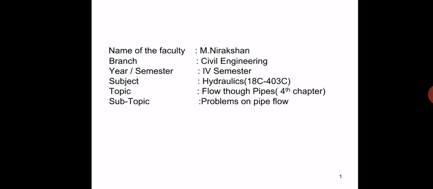In the previous class, we discussed energy losses in pipes: major losses and minor losses, and we also saw the basic formulas for the different types of minor losses. So, in this class, I am going to explain problems on calculation of the discharge and velocity for different losses. Let's go for the problem.